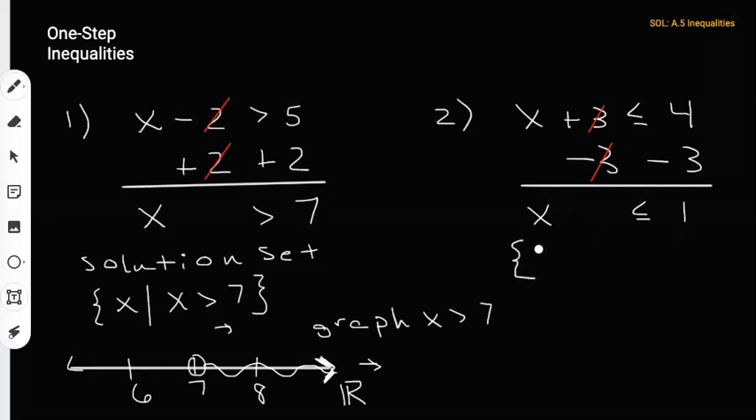For our solution set, we're going to place the x on the inside. We're going to draw our vertical line. And we're going to say x must be less than or equal to 1. And that's my solution set.